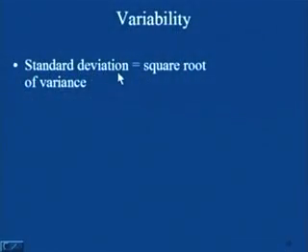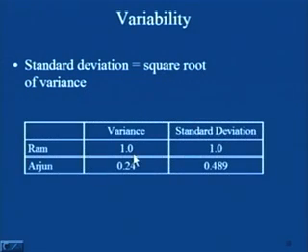Let us define the variability again. We are defining the variability with respect to the standard deviation, and standard deviation is what? It is the square root of the variance. So, the variance of Ram was 1, Arjun was 0.24, and the standard deviation is 1 and 0.489.